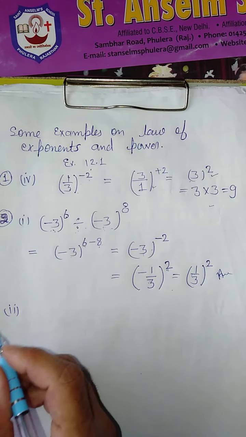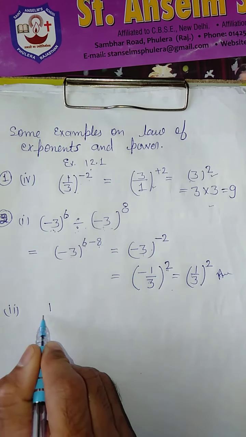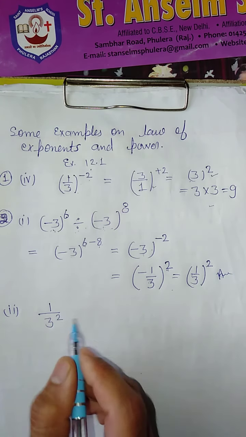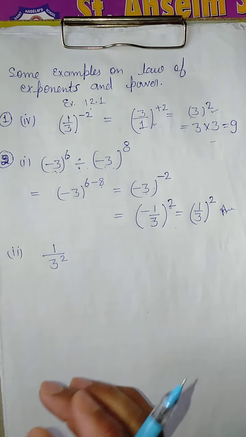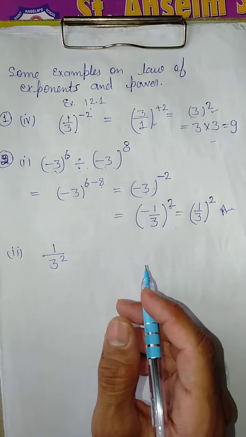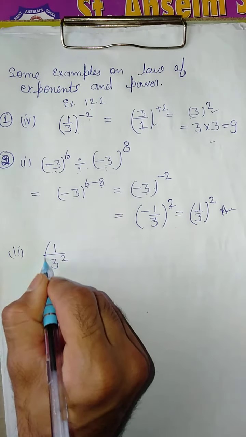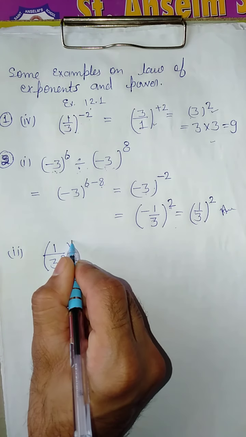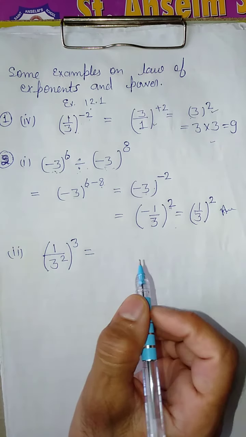Number 2 of the same. Number 2 is 1 upon 3 power 2. Try to understand it carefully and then without watching the video. First at least 2 or 3 times watch this video, and after that without watching you try to do all these things. Don't copy from this video. Okay, try to solve yourself.